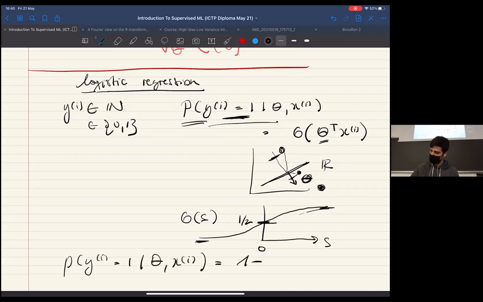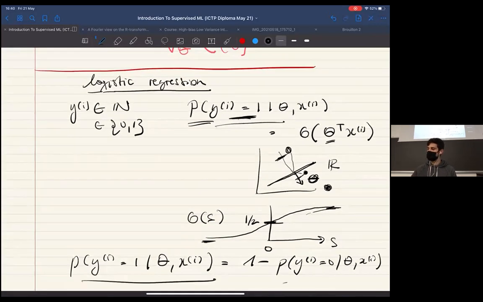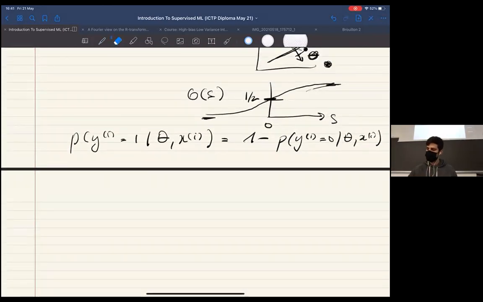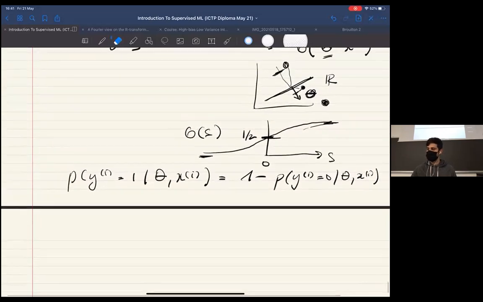This is 1 minus the probability of being 0. So therefore, if this probability is close to 0, it means that this probability is close to 1. Therefore, you are very sure that your sample should be in class 0. Okay, so this logistic regression gives us a measure of uncertainty or certainty about what the class should be.